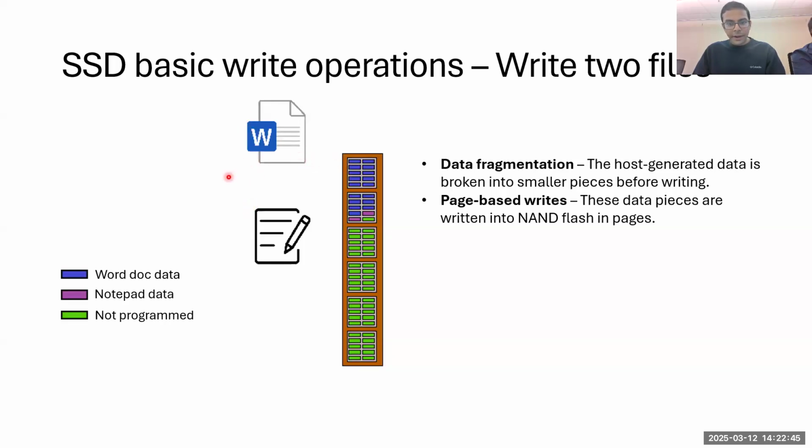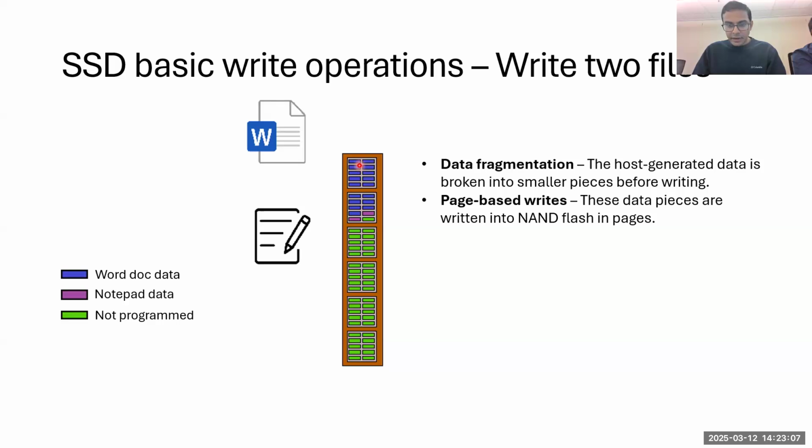It would break the data into smaller pieces, as you can see here, which is called data fragmentation. And these smaller pieces are then written to the NAND flash, which is stored in pages, as we have seen before, which are the smallest units that can be written.